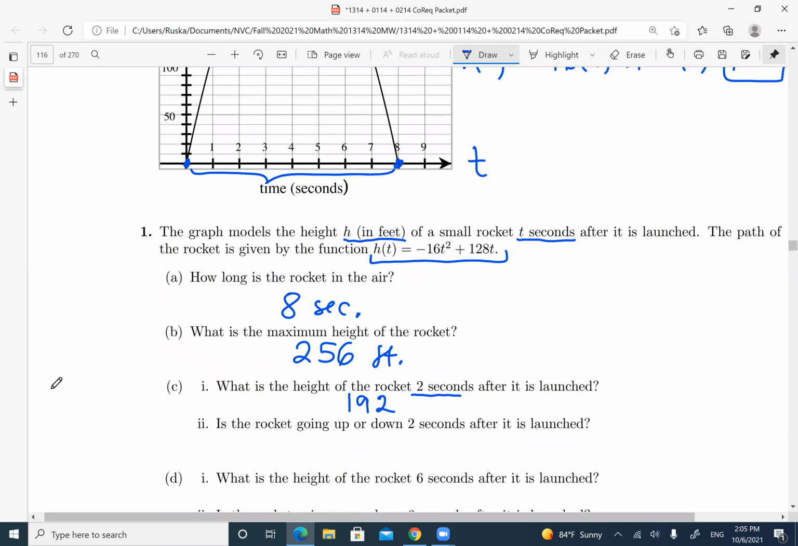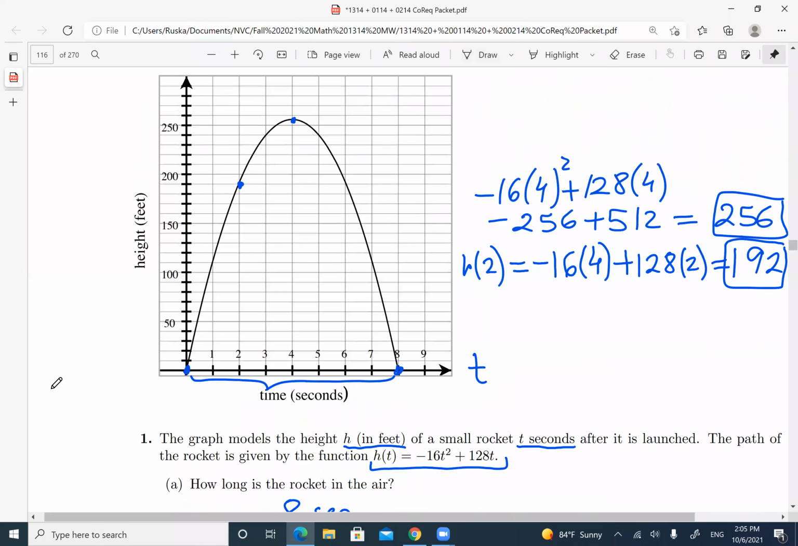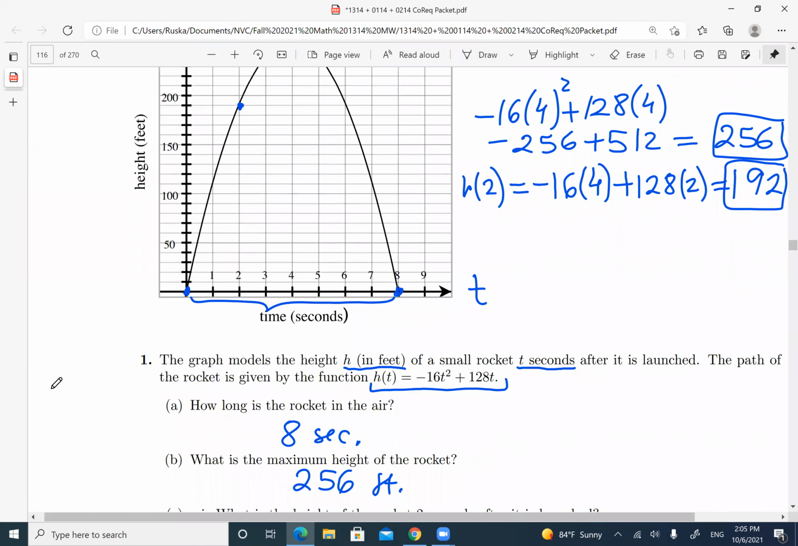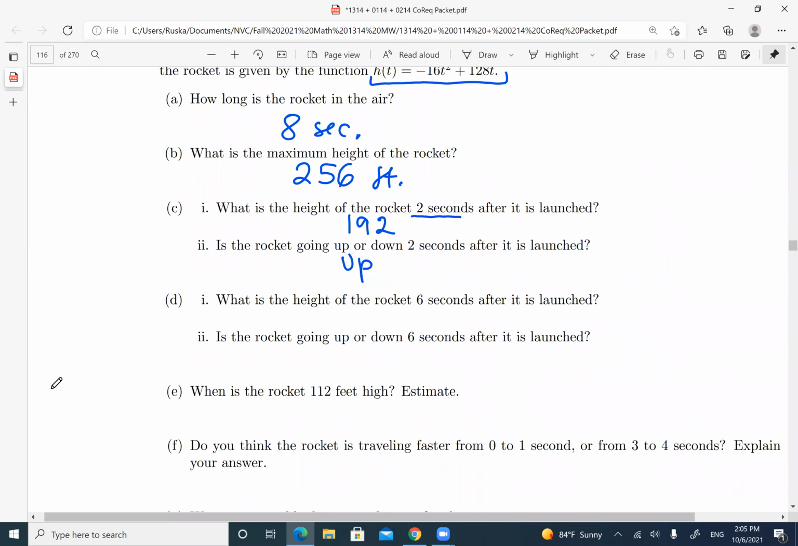Okay. Is the rocket going up or down 2 seconds after its launch? Obviously, it's going up, right? Yes, it's going up. Why is it going up? Because it's still before the maximum, right? So it's going up. The next question, what is the height of the rocket 6 seconds after its launch?